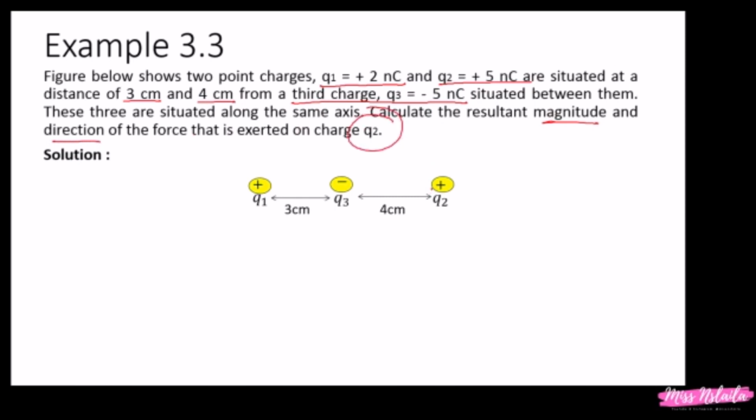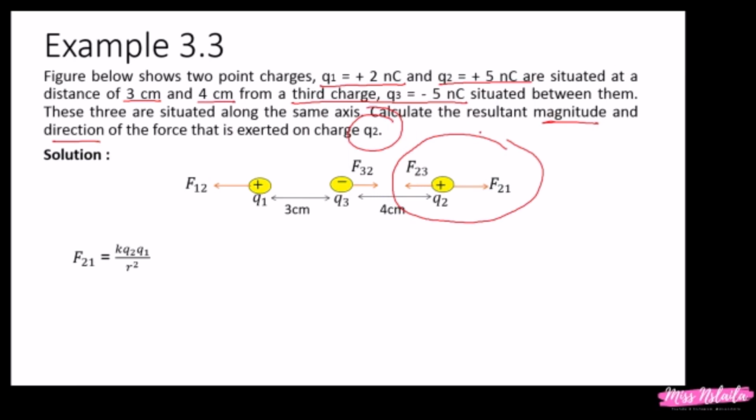So focus on charge Q2 only. What are the forces exerted on this charge Q2? The first one is the force exerted on charge 2 due to charge Q1. They are both positive, so they are going to repel, like this. And between charge Q2 and charge Q3, we have an attractive force. So focus on Q2 only and find the individual forces. What is the value for F21 and also F23?